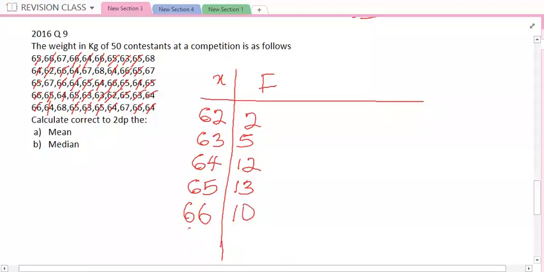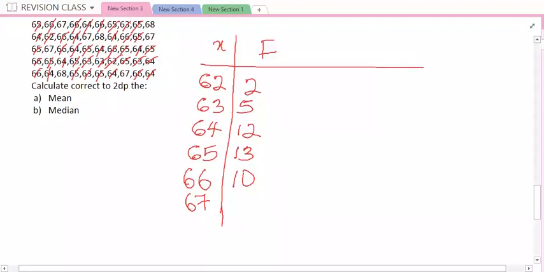The next one, 67. How many times does 67 occur? We go back to the data. We have 1, 2, 3, we have 4. So 67, 4. Let's go through it again. 67 occurs, then we have 5. I missed that, 5. So 67 occurs 5 times.